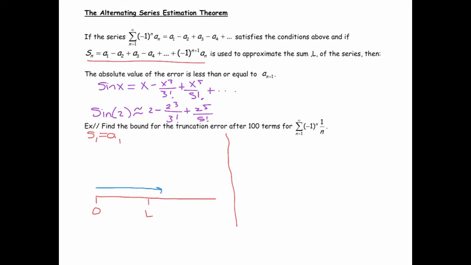Now that's going to overshoot. That's going to overshoot the limit. In fact, I'm going to emphasize more that it overshoots it. It's going to overshoot the limit. So then we look at the second partial sum, which is a1 minus a2. Well, the second partial sum is going to land, so again, the first partial sum lands here.